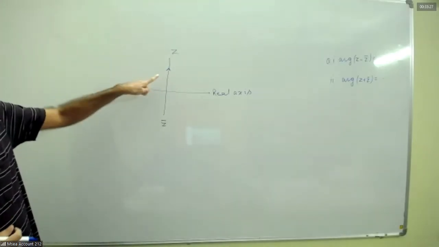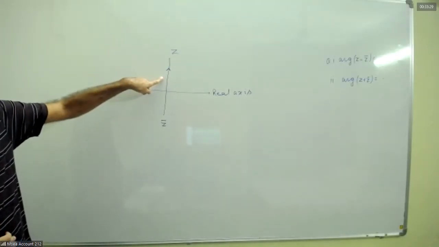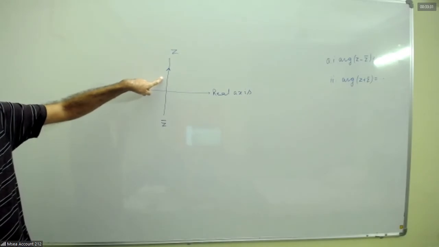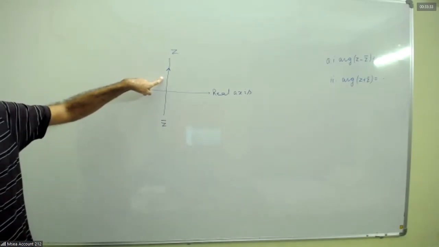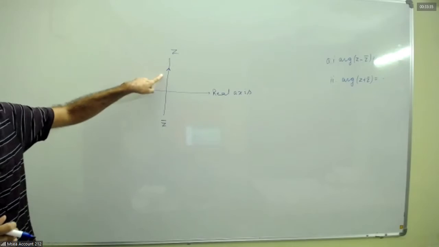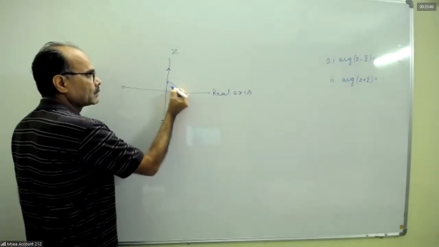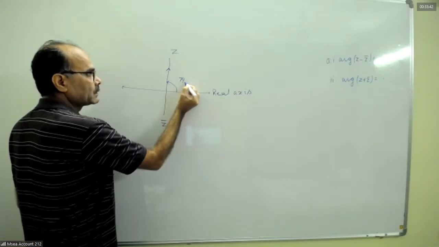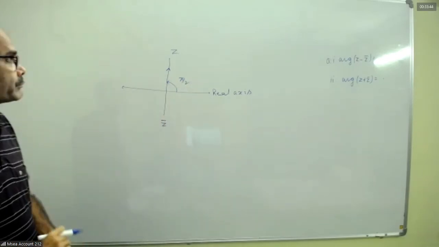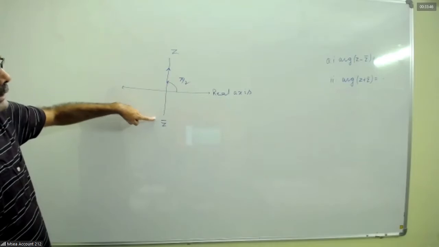Z minus Z conjugate is how much? This vector. And this vector makes an angle pi by 2 with the positive x-axis. So Z minus Z conjugate is this vector.